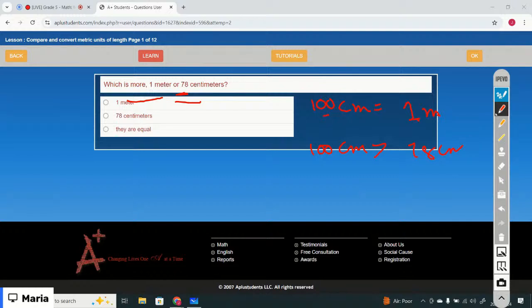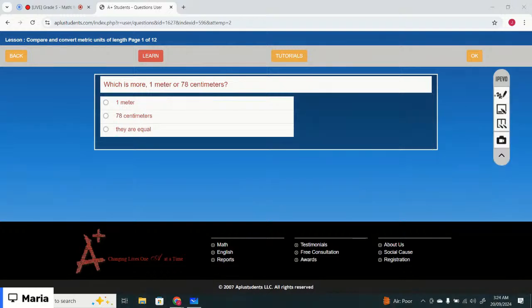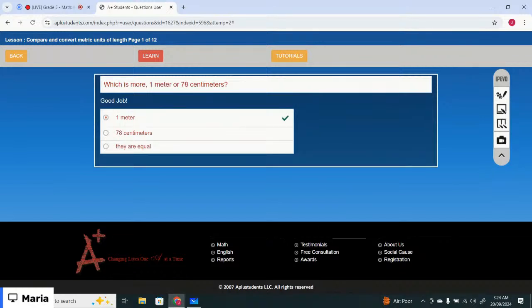So which is more? Sorry, 1 meter is more than 78 centimeters because in 1 meter you have 100 centimeters. So 100 centimeters is more than 78 centimeters. Got it?